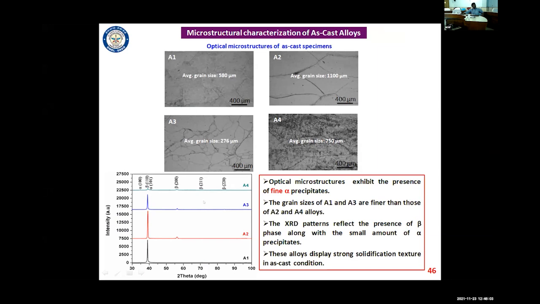So the grain sizes of A1 and A3 are finer compared to A2 and A4. I have also presented here the XRD patterns of all 4 alloys in the cast condition, which show the presence of beta and alpha phases. These alloys also display strong texture in the as-cast condition, but I'm not going to present the texture part in this talk.